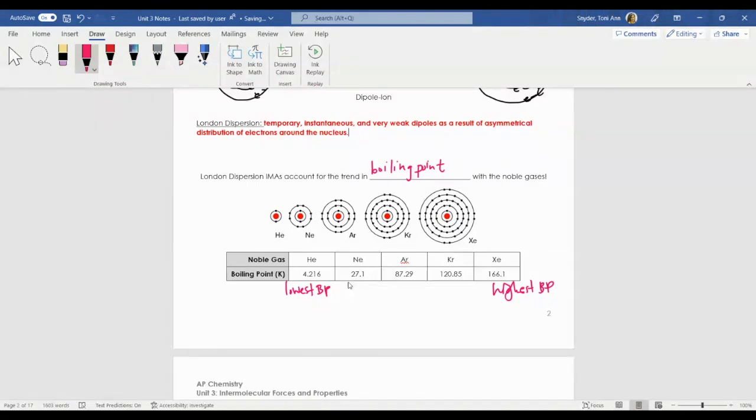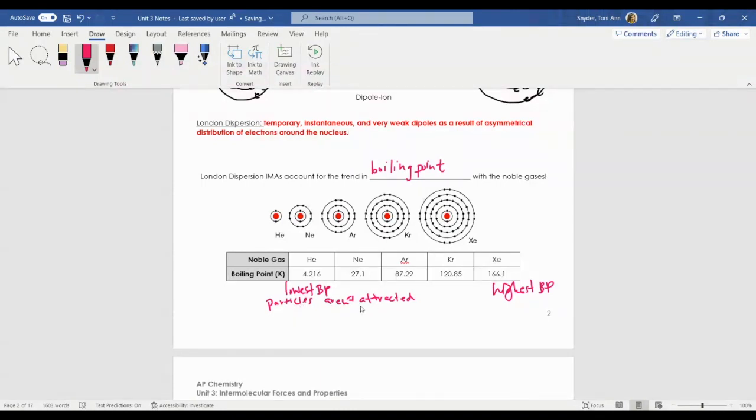Why would that be, right? The reason why something would have a very low boiling point is because its particles aren't attracted to one another. So we'll say particles aren't attracted. And if the particles aren't attracted, they are able to be farther apart from one another. Therefore, they vaporize much more easily.